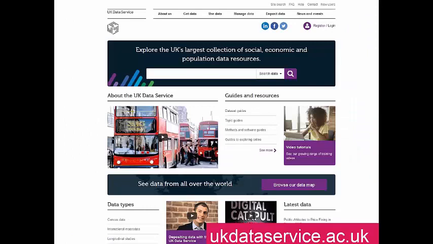Okay, so I'm now going to give a quick demo of our website, which is ukdataservice.ac.uk, but particularly just looking at the census data on there. So I'm going to switch.